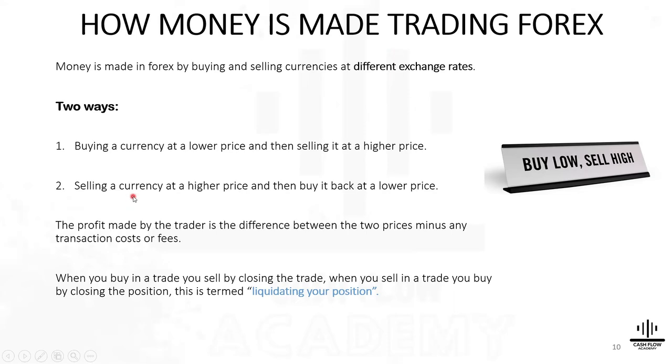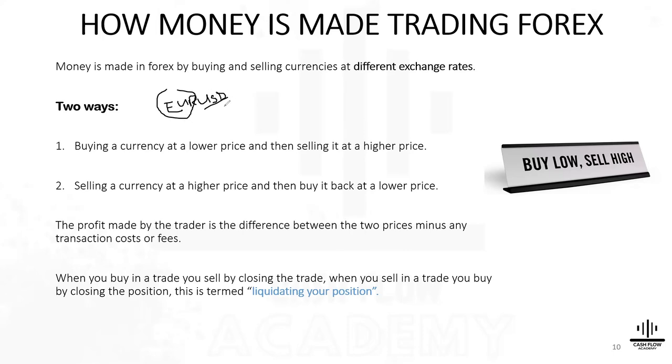Then the reverse is for selling. You sell a currency at a higher price and then buy it back at a lower price. Okay, so I'm going to give an example so that you understand it better. Euro, USD. If I buy this pair, what am I doing? I am buying euro and selling USD. If I'm buying euro, I'm using USD to buy it. So therefore, I'm selling USD.